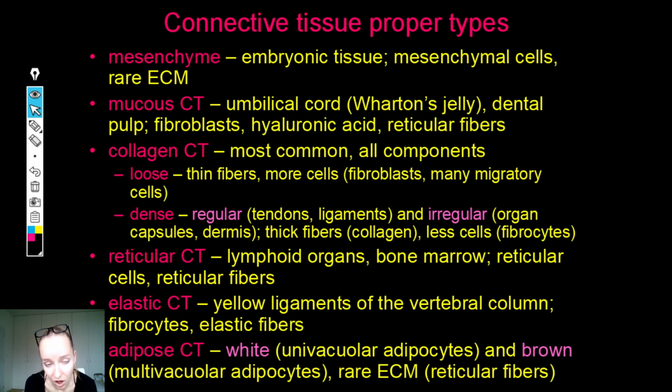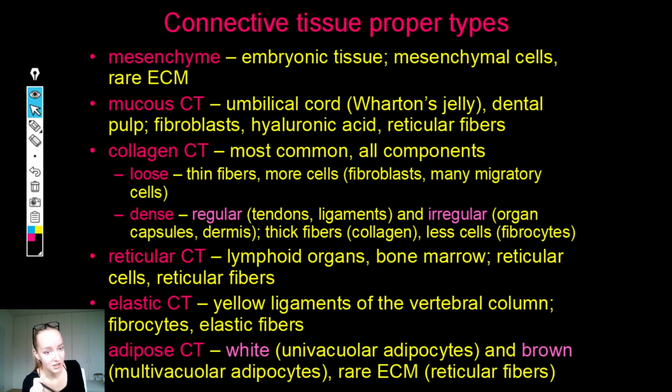Next is collagen connective tissue. And that's the most common. It contains all components. It can be divided into loose connective tissue and also dense connective tissue. And you should know the differences between these two. Loose collagen connective tissue contains thin fibers of collagen type 1, 2, and 3. Not 2, I'm sorry, because you should know that collagen type 2 doesn't form fibers. So we can find only type 1 collagen fibers, type 3 collagen fibers, and also elastic fibers. And we can find more cells in loose connective tissue, like fibroblasts and many migratory cells.